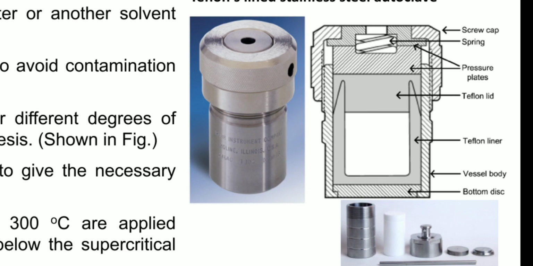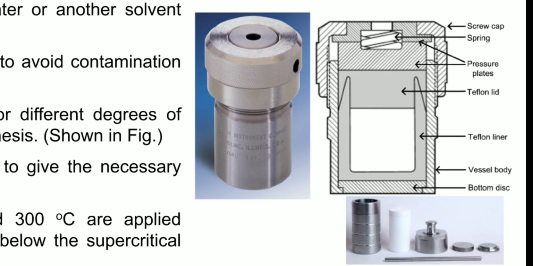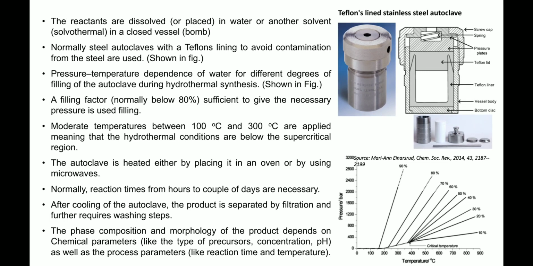As I said, there are important parameters discussed here that you have to take care of if you want to synthesize some material. The reactants are dissolved or placed in water or another solvent. If you use another solvent, then we call it the solvothermal method, in a closed vessel or a bomb, as I have just discussed with you. Normally, steel autoclaves with a Teflon liner are used, to avoid contamination from the steel.